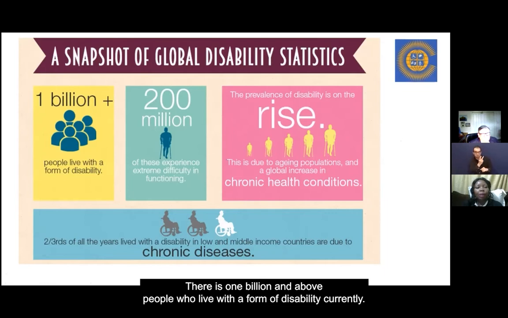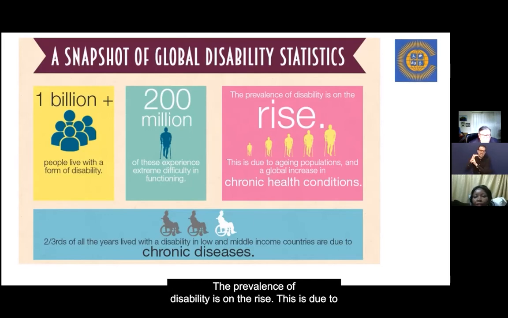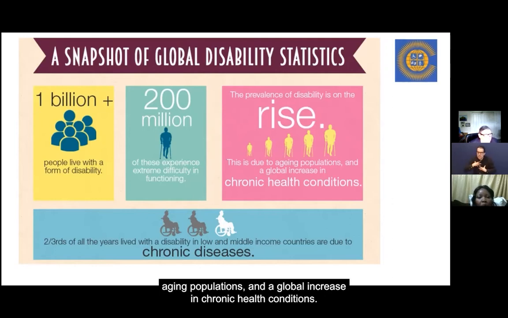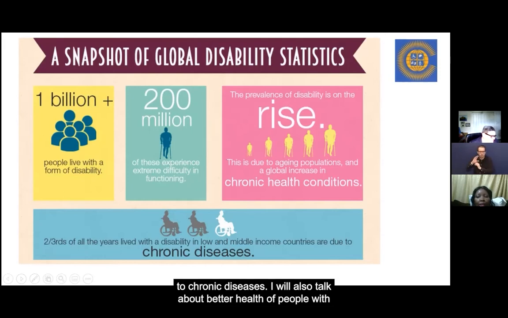There are 1 billion and above people who live with a form of disability currently. 200 million of these experience extreme difficulty in functioning. The prevalence of disability is on the rise. This is due to aging populations and a global increase in chronic health conditions. 2/3 of all the years lived with a disability in low and middle income countries is due to chronic diseases.